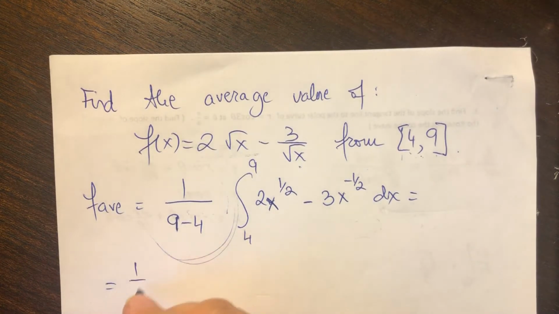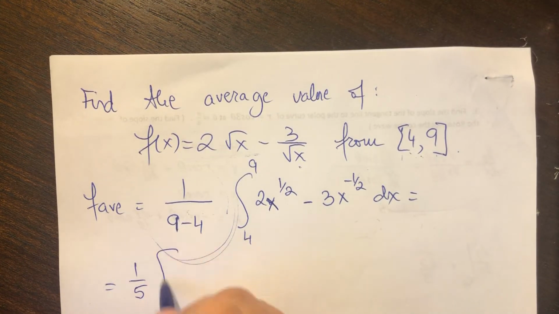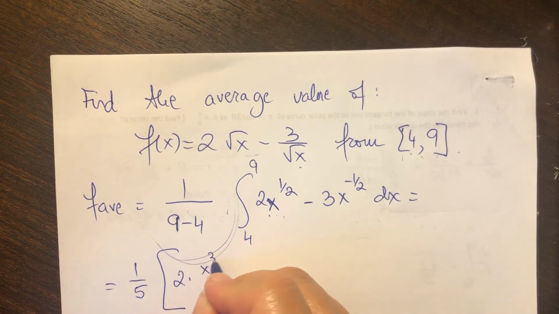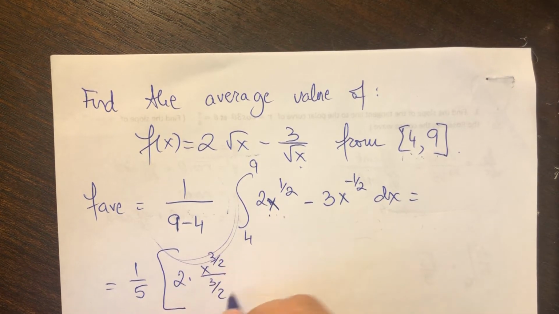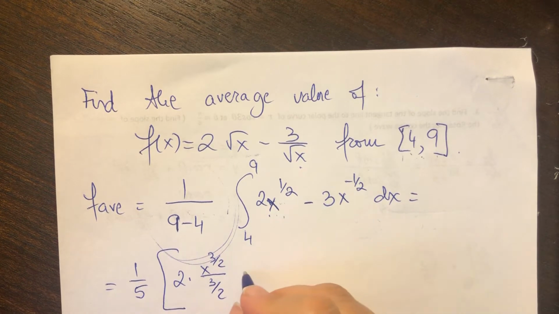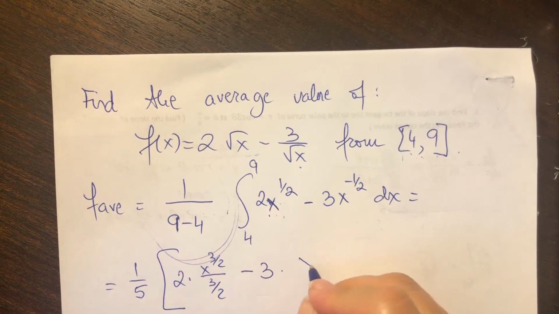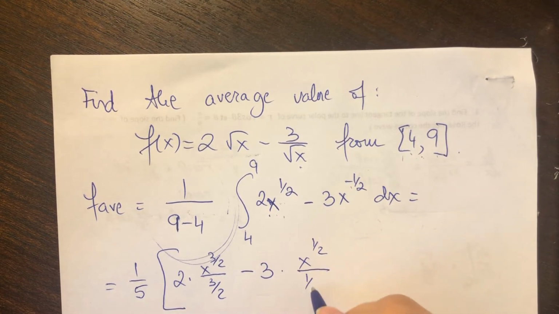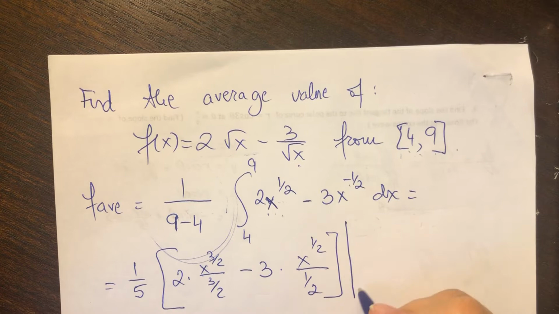So it's going to be 1/5. I'm going to find the antiderivative of this. So that's a 2 times x to the 3/2 divided by 3/2. Yes, you increase the power by 1. Minus 3 times x to the negative 1/2 plus 1 is positive 1/2 divided by 1/2. That between 4 and 9. Okay. So that's 1/5.